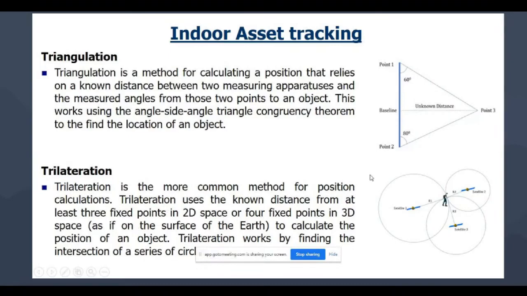Mostly we are using trilateration. It is similar to what I just explained using the three satellites' data. One satellite gives one sphere, then a second, then a third. When they intersect, we can easily find out the position where the object is. Okay, so these are the two techniques we generally use in indoor asset tracking.